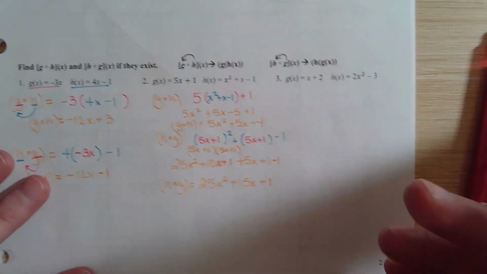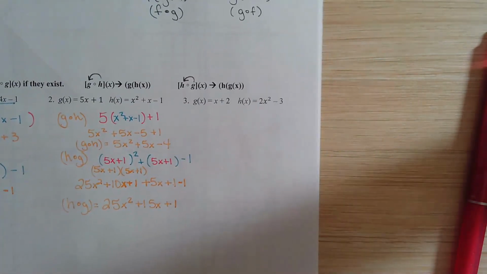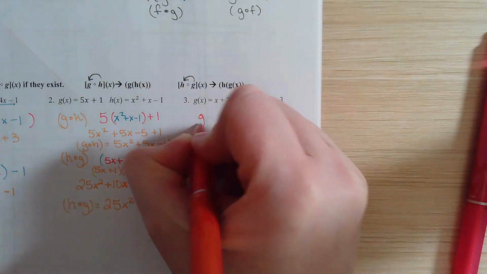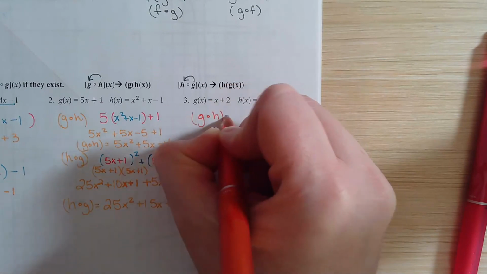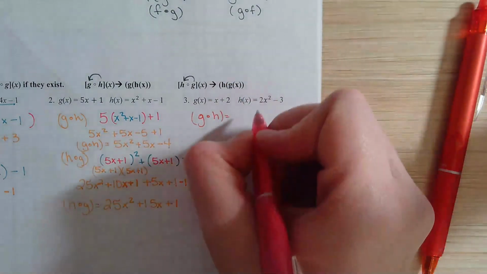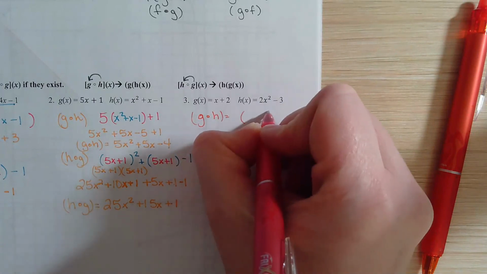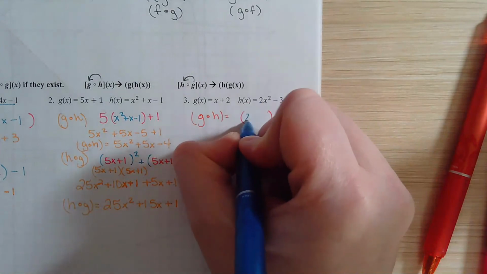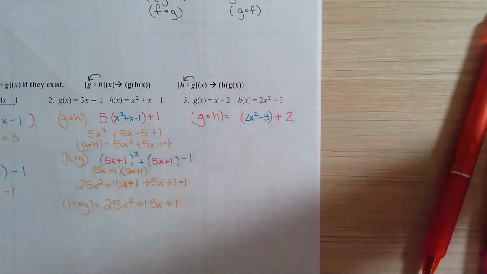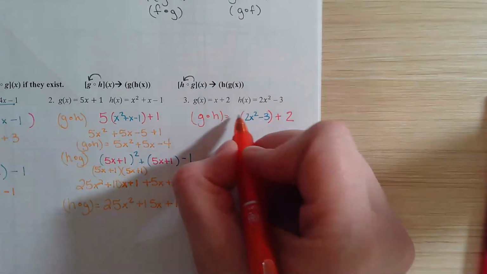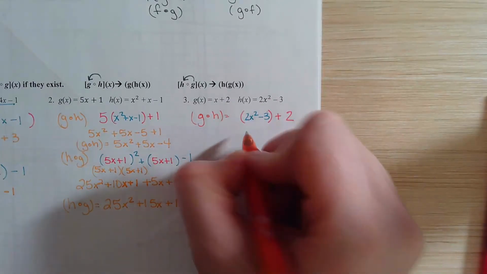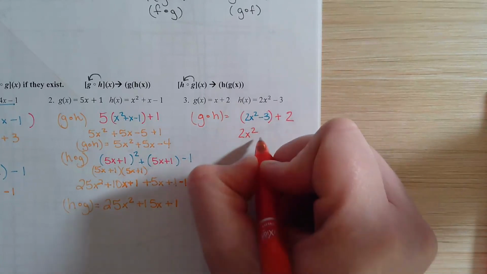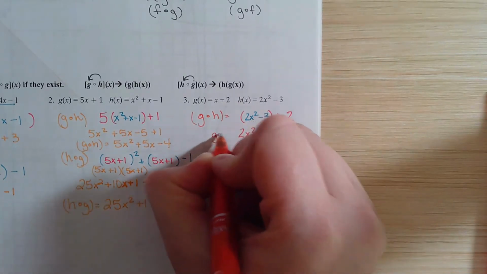All right, last but not least, we have one more. I'm going to change my orange to a darker orange. So I'm going to find g composite h, and g is x plus 2. I'm going to plug in 2x squared minus 3 into there and simplify it. There is no distribution I need to do. So I have 2x squared, negative 3 plus 2 is a negative 1, which equals g composite h.